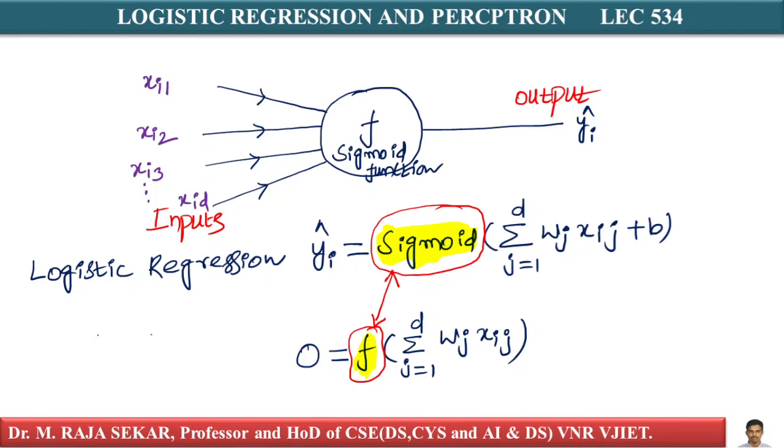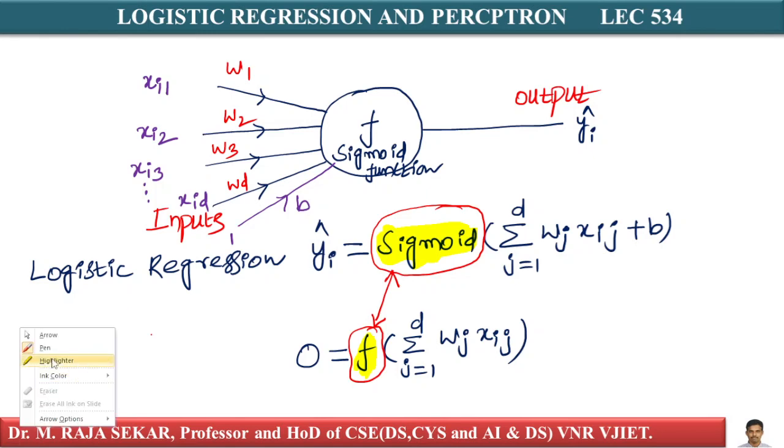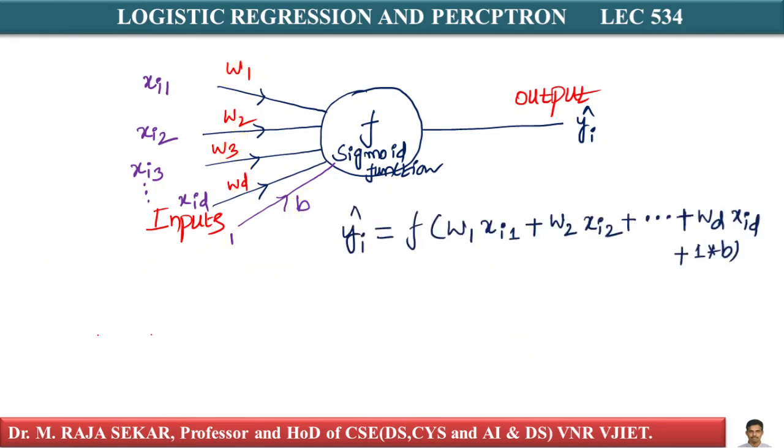And we have a simple hack. In addition to all these inputs, I have an input which is equal to 1, and this is its weight, b. So input 1 with weight b. Here are my weights w1, w2, w3, and so on up to wd, and weight b. Now let's write the formula. My formula is yi cap equals f of w1 xi1 plus w2 xi2 plus and so on up to wd xid plus 1 into b. What is this? Yi cap equals w transpose xi plus b.